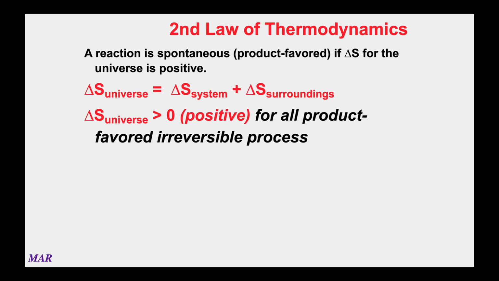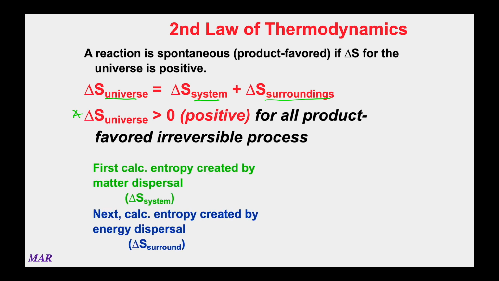Second law states that a reaction is only spontaneous, i.e. product favored, if the delta S for the universe is positive. Now, if you're talking about delta S of the universe, you have to realize the universe has a system and a surroundings. The chemical system, in our case, we're looking at, and everything else around it. If you're going to have a spontaneous product-favored reaction, you must have an increase to the entropy of the universe, to the disorder of the universe. That's when you're going to have spontaneous product-favored, usually irreversible processes.